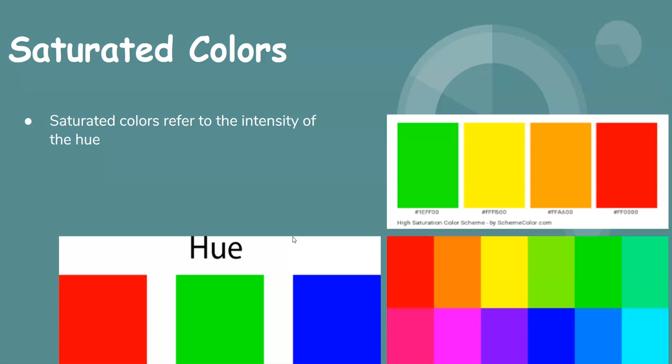Saturated colors. Saturated colors refer to the intensity of the hue. All these colors you see here are really bright and vibrant, and they stick out a lot. It might actually hurt the eyes a bit. So in your designs, it might not be a good idea to use very saturated colors because it can be very unpleasing to the eyes most of the time. But these are all really saturated colors.